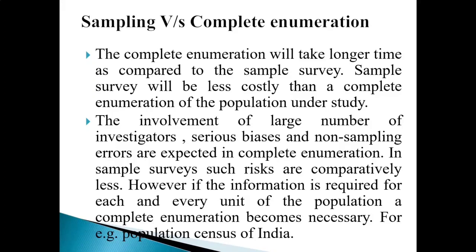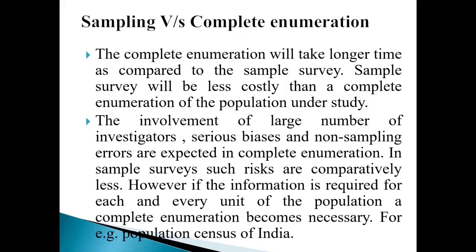So due to the smaller population in a sample, we have less time and less money will be invested in the sample survey. The second point says that with the involvement of a large number of investigators, serious biases and non-sampling errors are expected in complete enumeration. In sample surveys, such risks are comparatively less. However, if the information is required for each and every unit of the population, a complete enumeration becomes necessary.